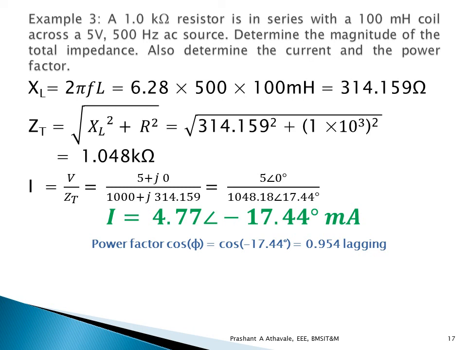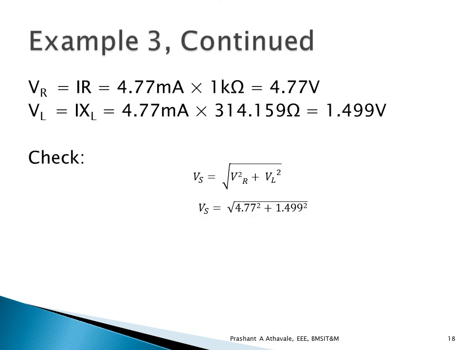This information is put in terms of the power factor. Here I have used phi instead of theta, just to get acquainted with either type of usage. Power factor is cos phi, cosine of that angle, equal to 0.954. Don't forget to write the word lagging. So this was our one more example.